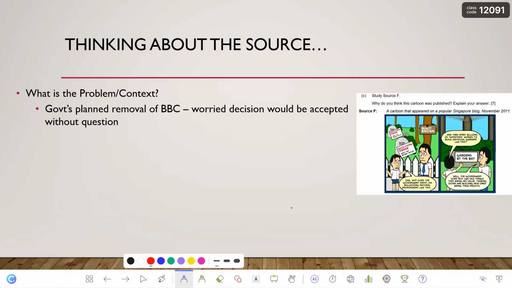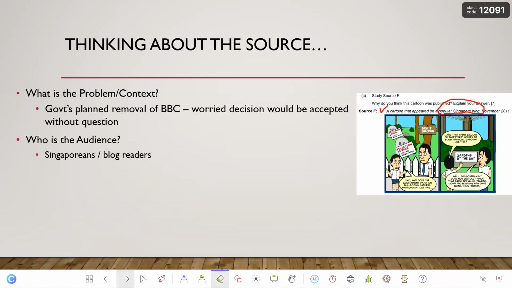So the verb could be convince, persuade, but who is the audience? We can find out, there's a clue here, right? The popular Singapore blog. So read this thing called the provenance carefully. This provenance sometimes gives us a hint with regard to where the source was published, when it was published, and who it was published for. So who is the audience? Clearly Singaporeans or readers of this particular blog, because it's a Singapore blog.